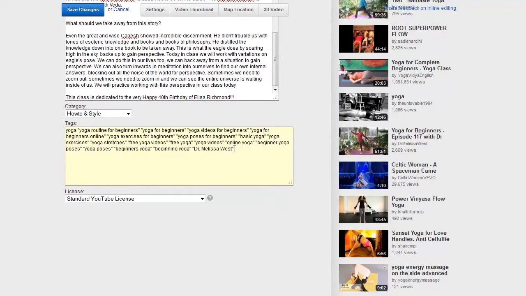It's actually also a good idea, I didn't on this one, but it would be a good idea to have one comma and then the website, www.melissawest.com, for example.